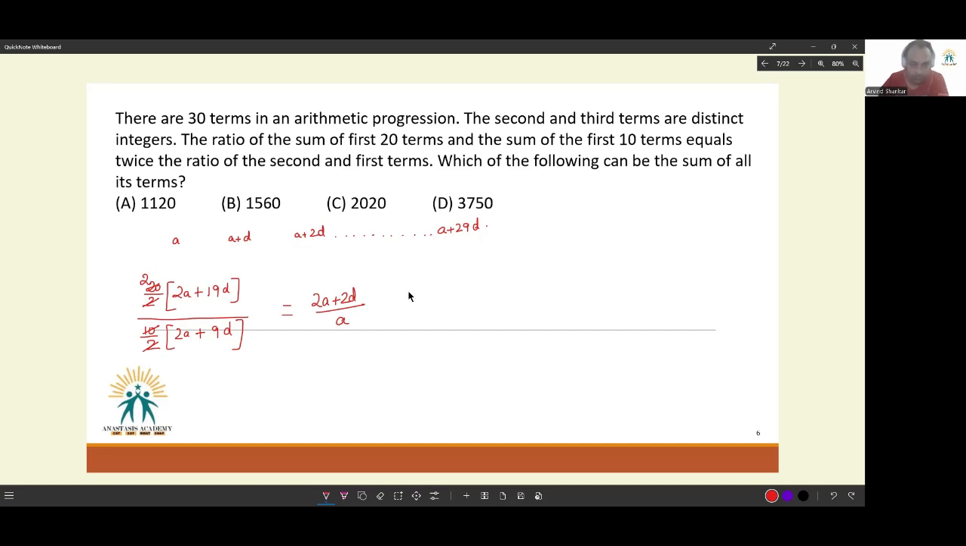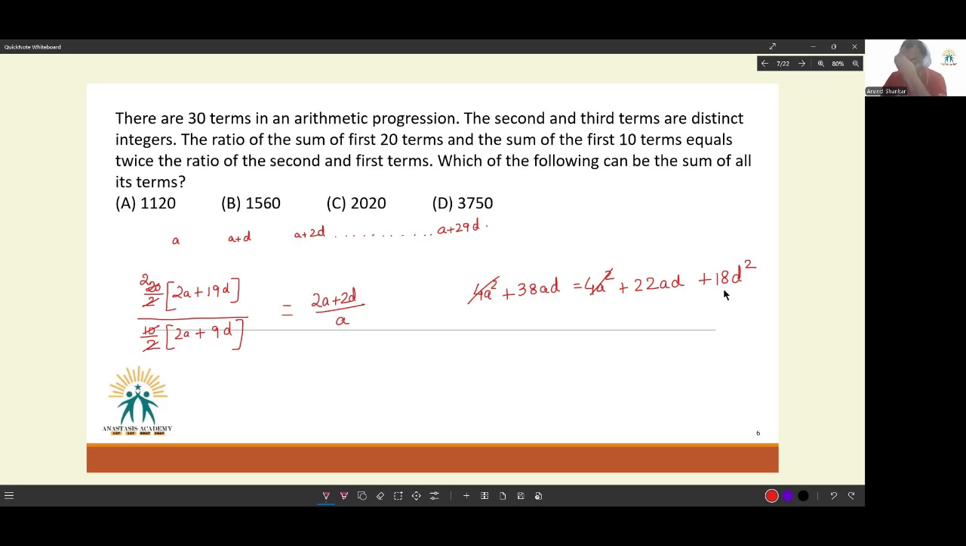I will have 2a into 2a, 4a square, plus 2a into 19d, 38ad, plus 38d, equal to 2a into 2a is 4a square, 2a into 2d is 4ad, 90 into 2a is 180ad, plus 18d square. This is what we reached. So this and this will get cancelled.